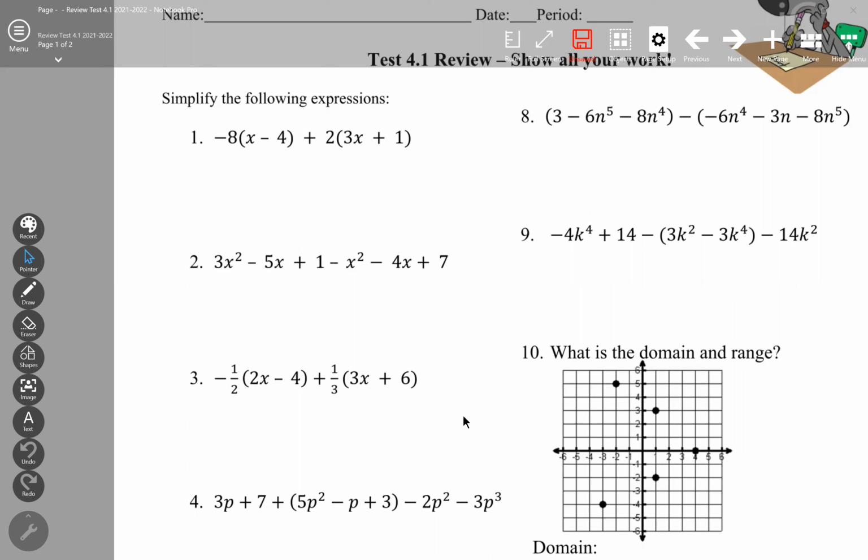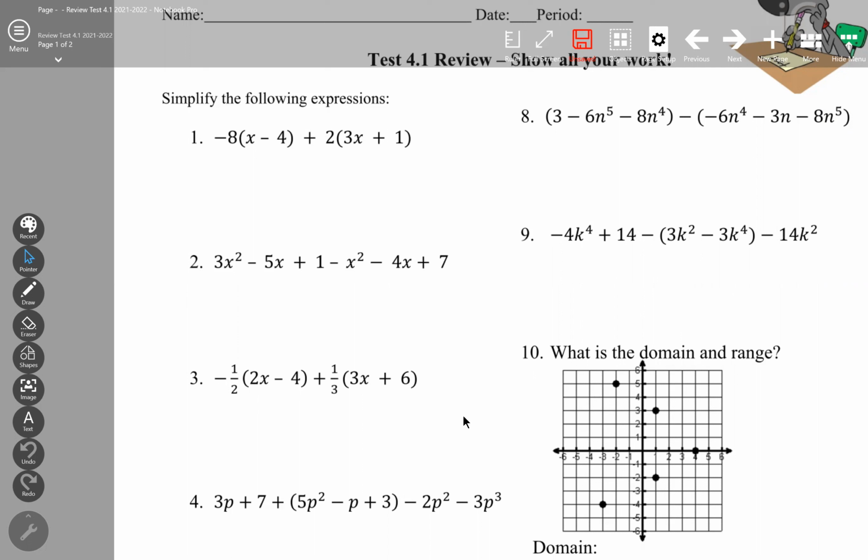It's Miss Campbell. I'm going to be going through some problems on the review with you guys, and then the other ones you're going to work out on your own. Then you can check it with the key to see how you've done. So the first one I'm going to do is number 2.